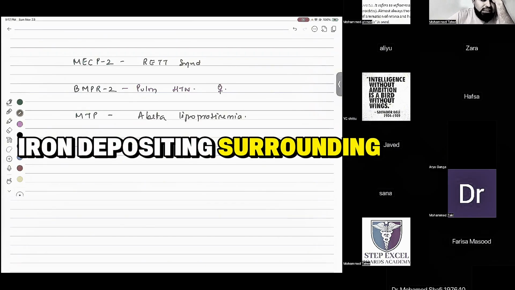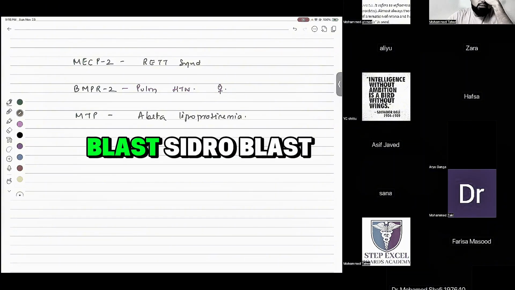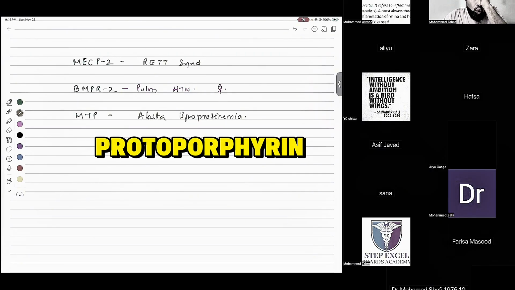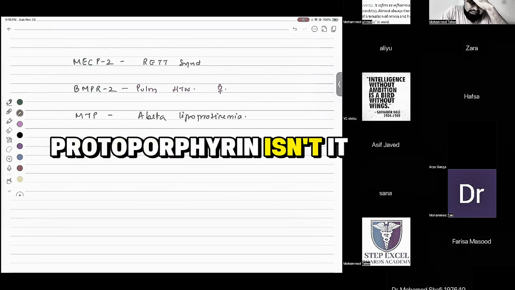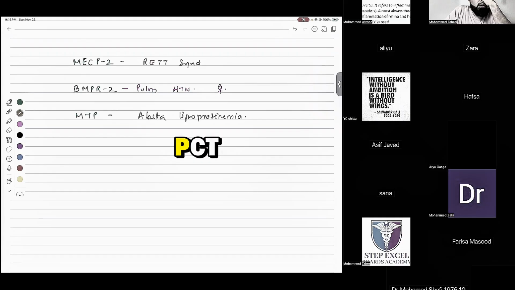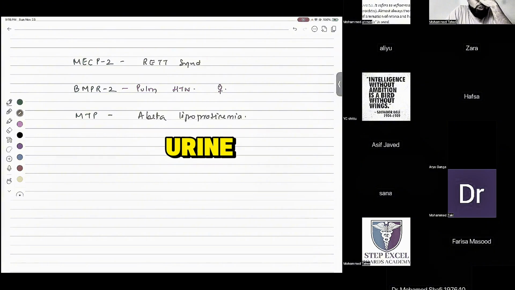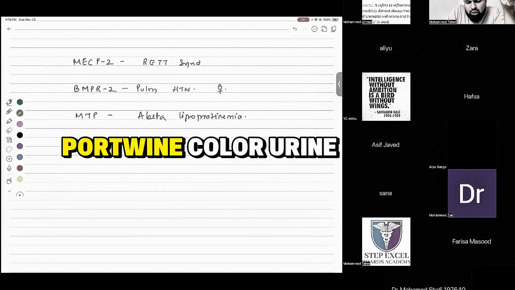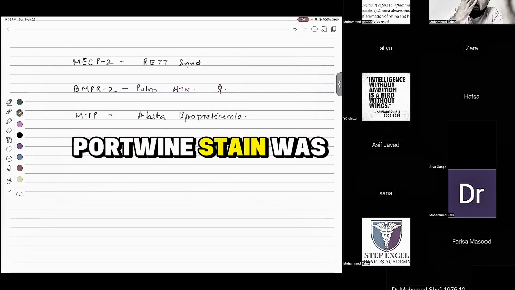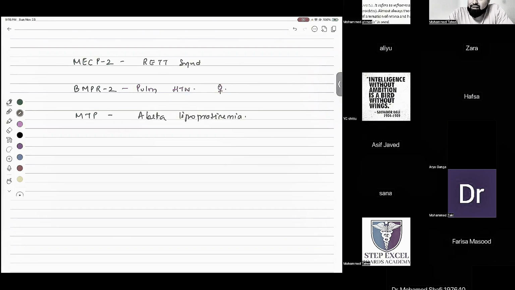Iron depositing surrounding the mitochondria: ring sideroblast. Iron surrounding the mitochondria, with no formation of protoporphyrin, isn't it? Hepatitis C was associated with which particular porphyria? Porphyria cutanea tarda. Port wine colored urine was for acute intermittent porphyria. Port wine stain was for Sturge-Weber syndrome. Yes. Hypoxia inducible factor 1 alpha.